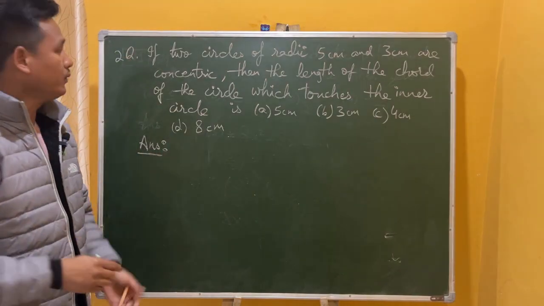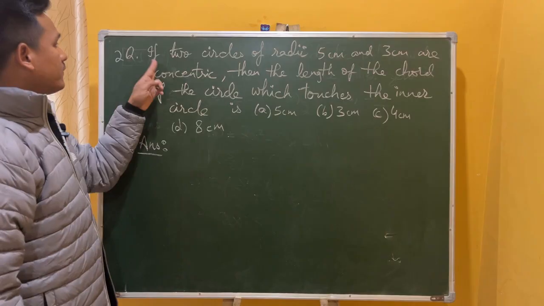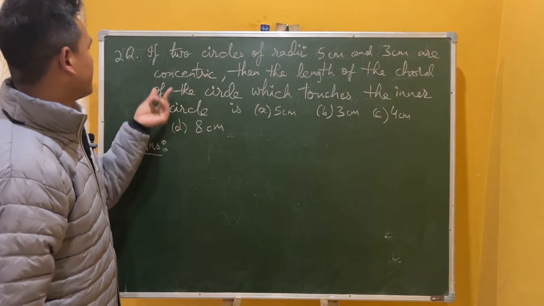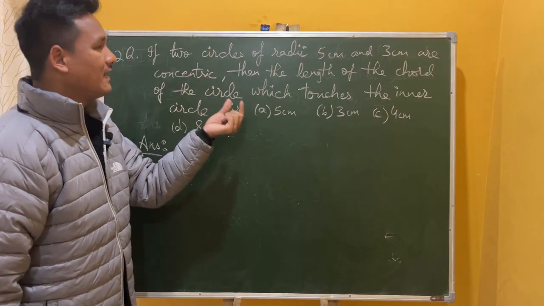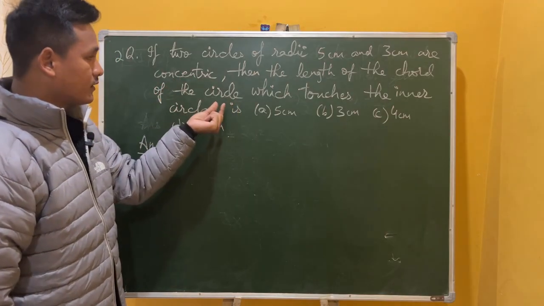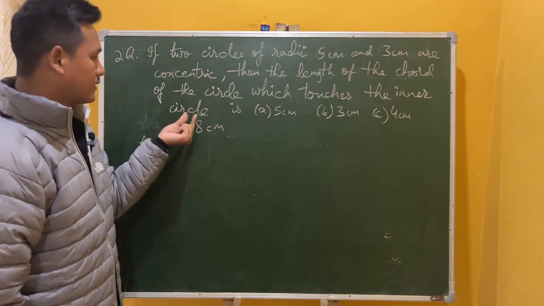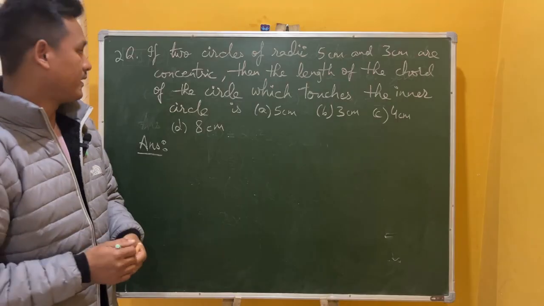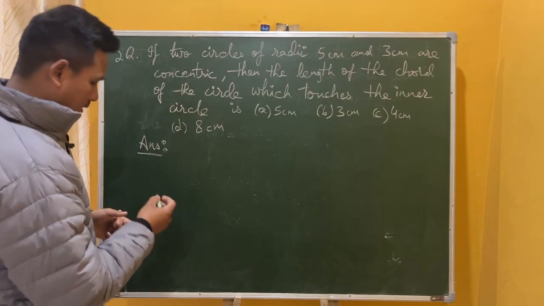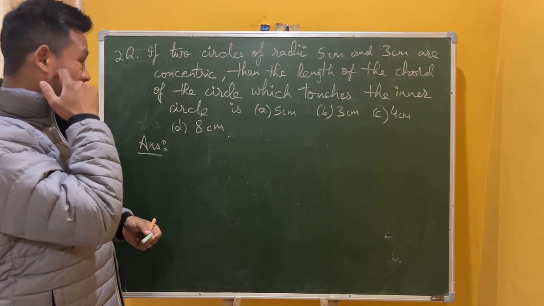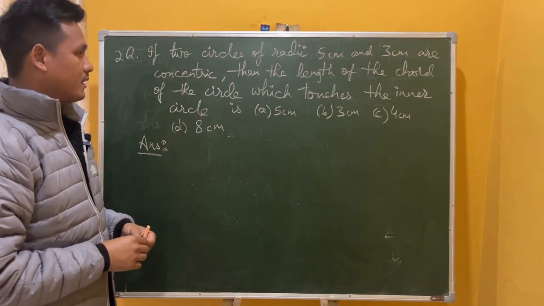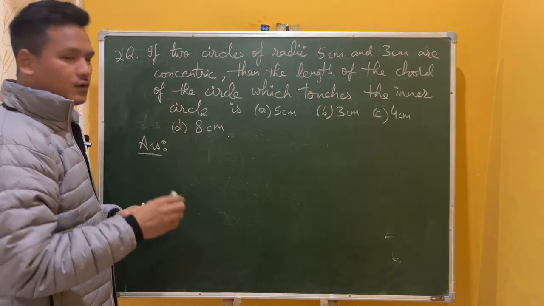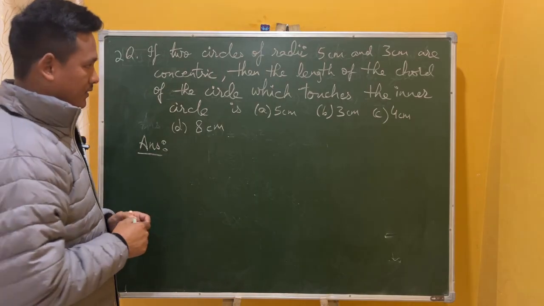This is question number 2. It says if two circles of radii 5 centimeter and 3 centimeter are concentric, then the length of the chord of the circle which touches the inner circle is one of these. So concentric circles mean circles of different sizes, but they share the same center, and they do not overlap each other.